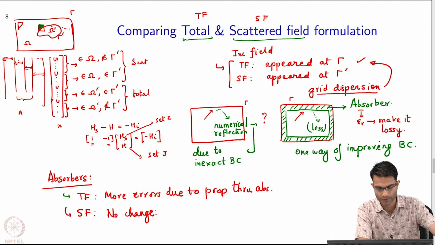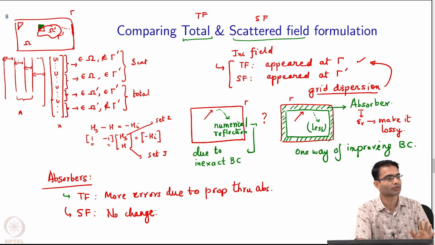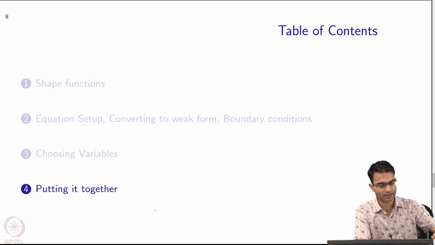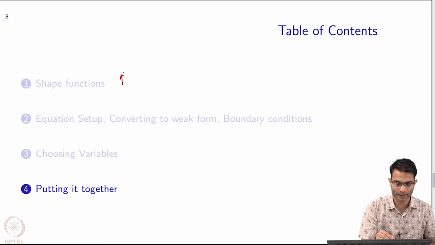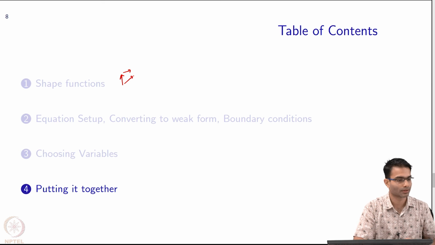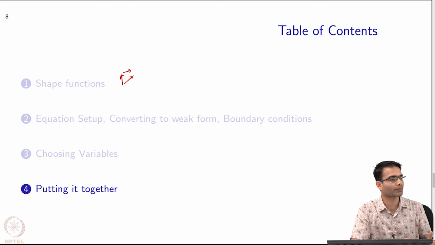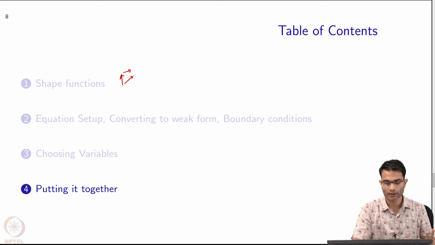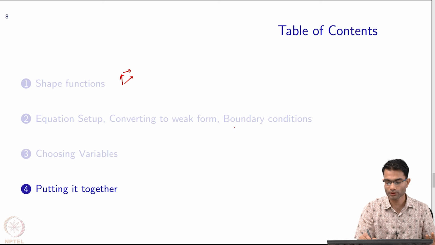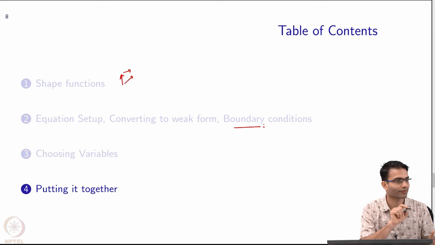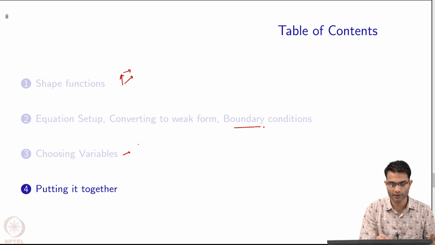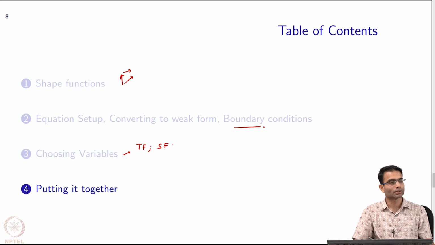So, what we have done is that we have spoken about, so actually this is a good thing, we started with the kind of shape functions. These were our vectors in space. Then we took our equations, converted them to weak form, and we spoke about our boundary conditions, radiation boundary condition, which is applicable only to scattered field. And then we chose the two variables, either total field or scattered field. These are two different ways of solving the problem, right.